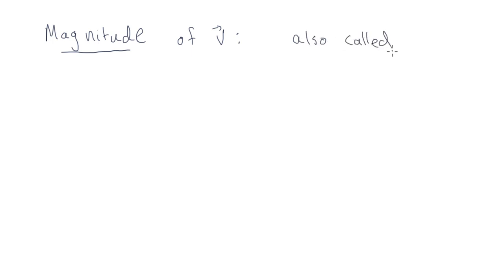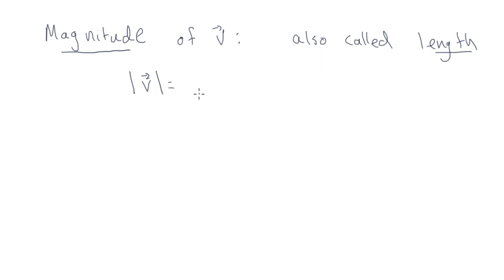So let's talk a little bit about the magnitude of a vector. We said that a vector was a quantity that had a magnitude and direction. So let's first talk about the magnitude of a vector v. This is also called the length of the vector. So the magnitude of a vector v is also called the length, and it's denoted by these bars around the vector v, like the absolute value of v, but it's the magnitude or length of v.